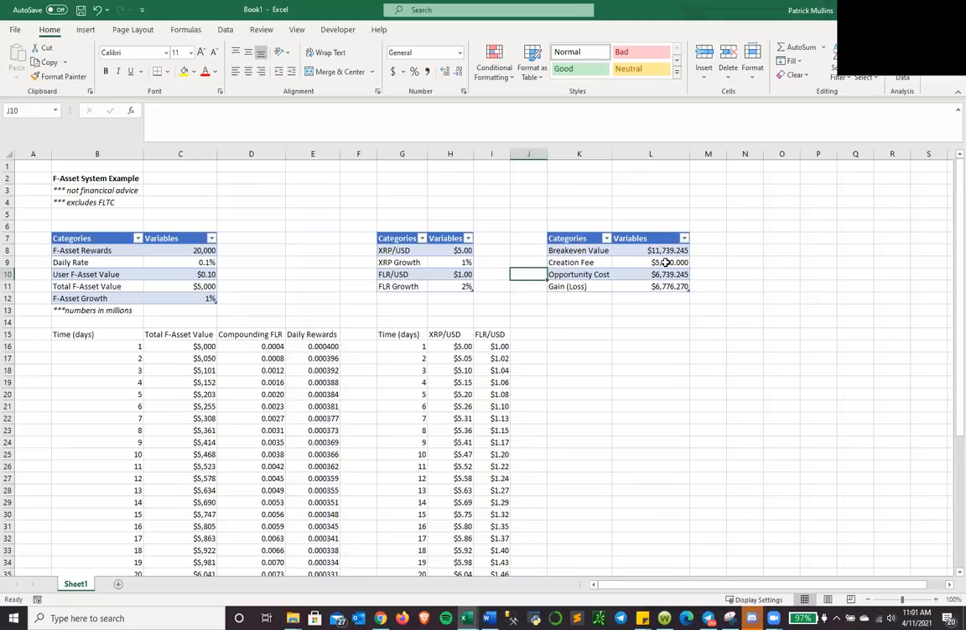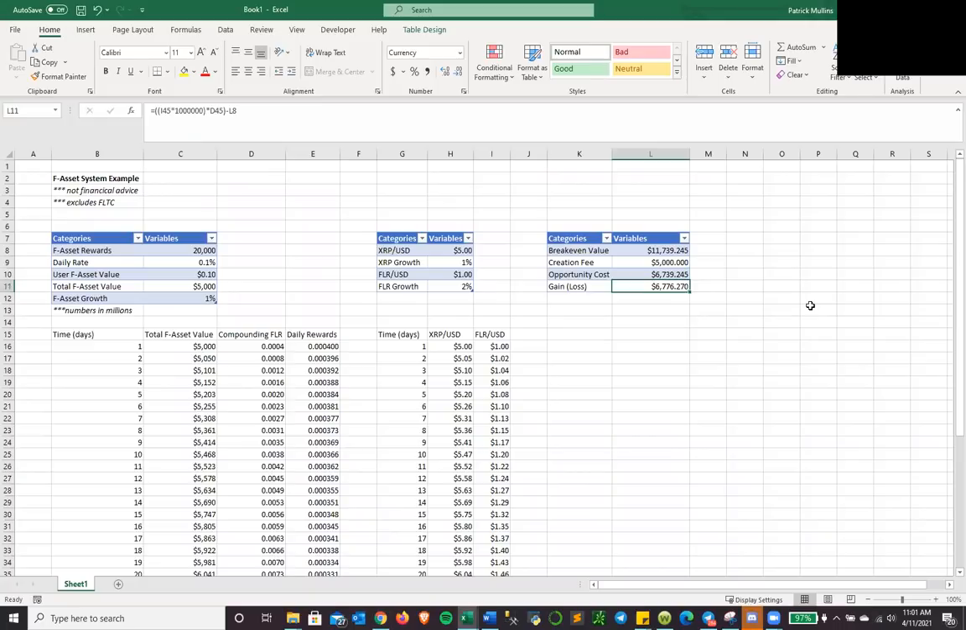It's all right. It's correct. So basically, your opportunity cost is how much the XRP that you paid in creation fee is worth at the end of the 30 days. So it would be worth $6,739 now with some change, and that's what gives us this break-even amount.